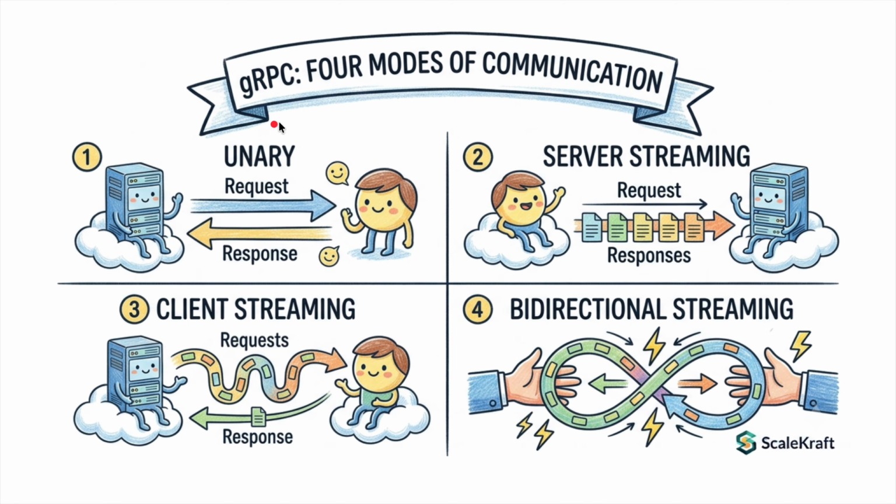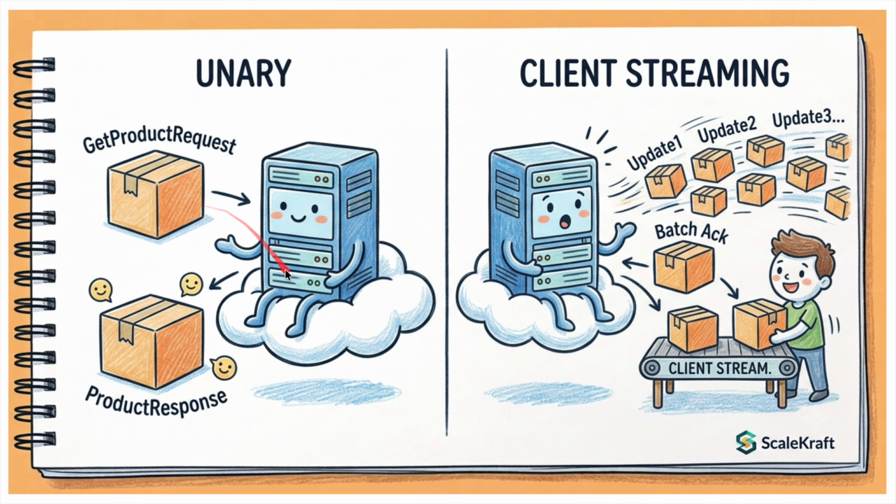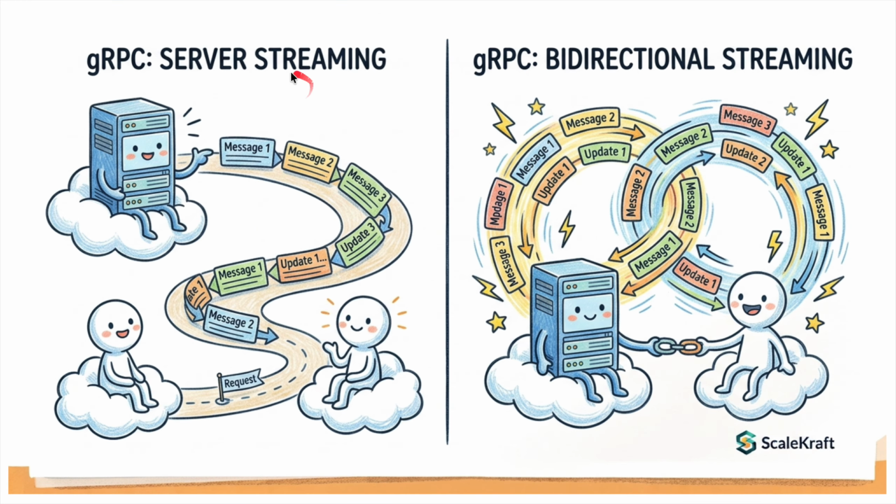And gRPC supports four modes of communication. First is Unary. Unary means one request, one response. Simple. There is client streaming. Many requests, but there is always one response. Next we have server streaming. One request, but there are lots of responses. And finally we have bidirectional streaming, meaning both client and server continuously send messages, perfect for live systems. So gRPC is a standard choice for internal microservice communication at companies like Google, Uber and Netflix.